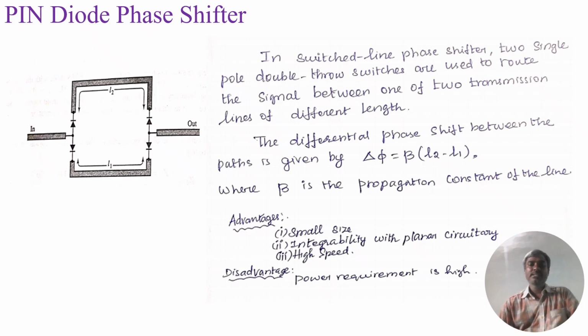The advantages of pin diode phase shifters are small size, easy integration with planar circuits, and high switching speed. The disadvantage of the pin diode phase shifter is that the power requirement is high. This is an undesirable characteristic where power constraint is a very important parameter.